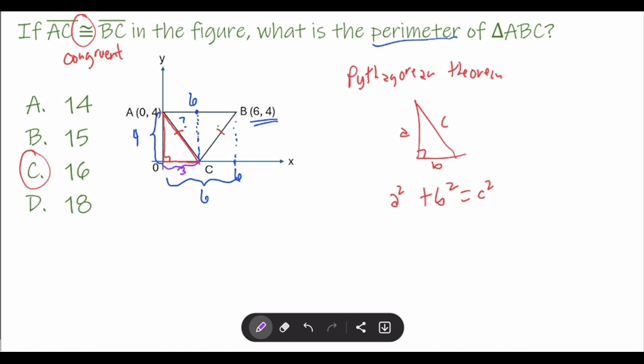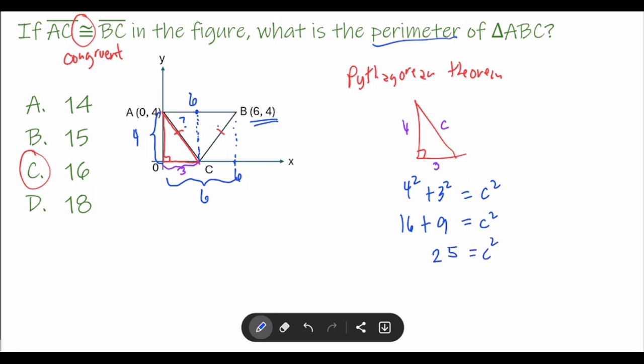Now we have that triangle, so we can replace the sides with 3 and 4, and the unknown we'll just name c. So let's solve this. We have 4 squared plus 3 squared equals c squared, based on the Pythagorean theorem. 4 squared, or 4 times 4, is 16. 3 squared, or 3 times 3, is 9, equals c squared. So 16 plus 9 is 25.